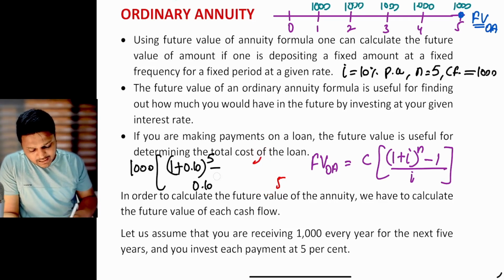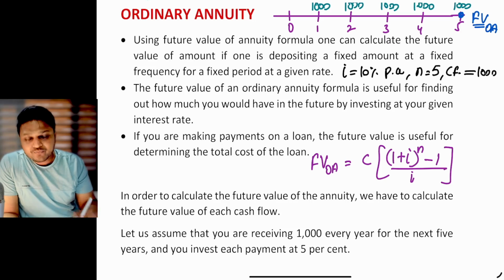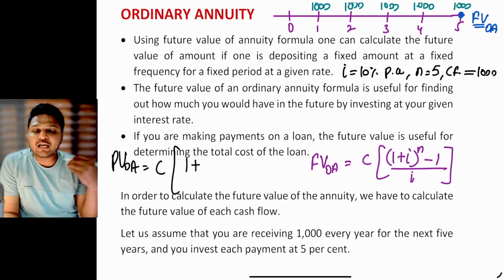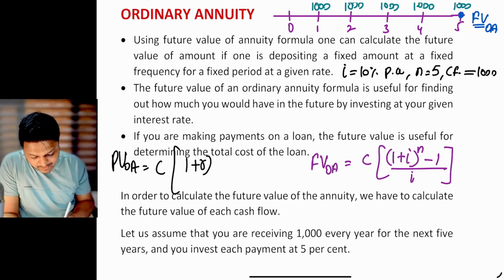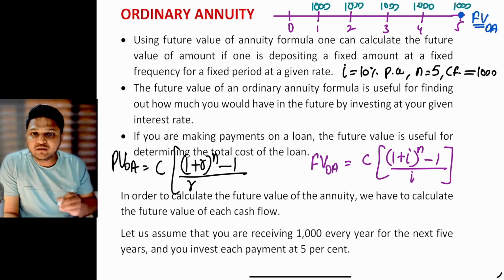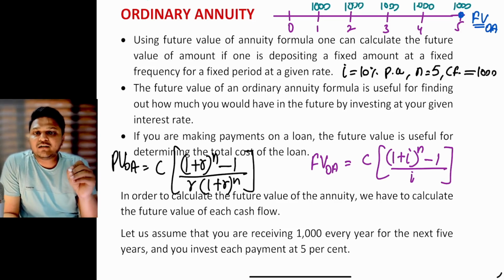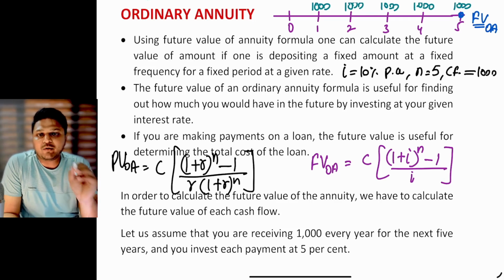And this same formula can be deduced to the present value of the ordinary annuity. So the present value of ordinary annuity formula would be somewhat the same. C into 1 plus I, because in case of present value you are to reduce the value. In that case I will be changed to R, so it will be 1 plus R, that is the discount rate, raised to power n minus 1 divided by R, and the same numerator term over there, that is 1 plus R raised to power n. That would be it. This is the formula for the present value of the ordinary annuity.